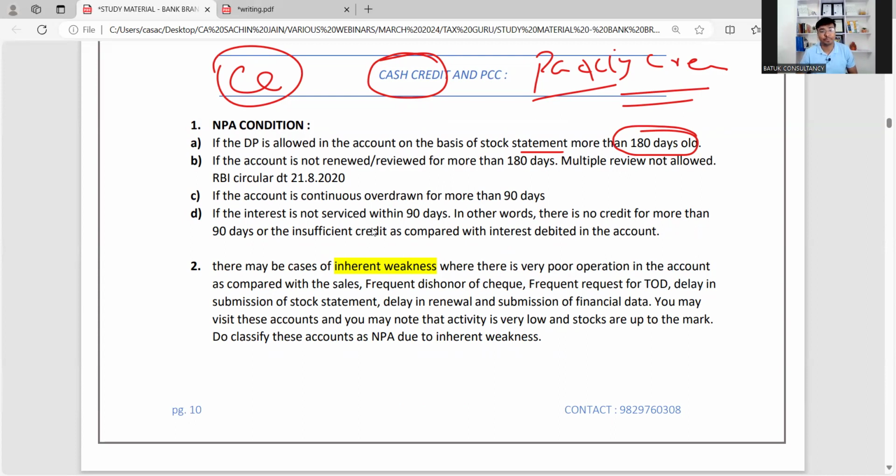as NPA. If the account is not reviewed and renewed for more than 180 days, in that case the account will be treated as NPA, because review is required within 180 days. If the review has not been done, the account should be classified as NPA, and multiple short reviews are not allowed. As per the RBI circular dated 21/8/2020, if the bank does multiple short reviews, and says we have done this short review, this will not be allowed.